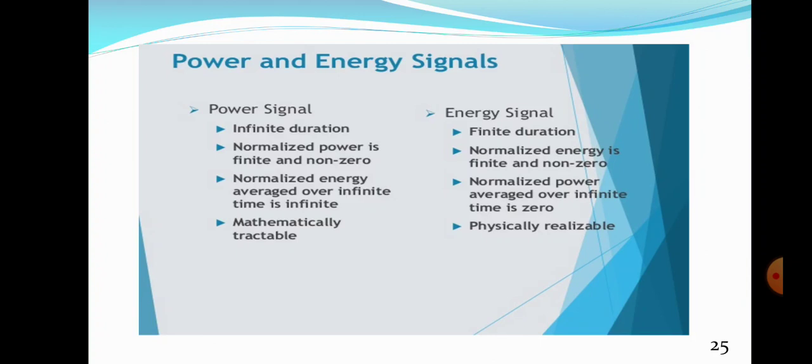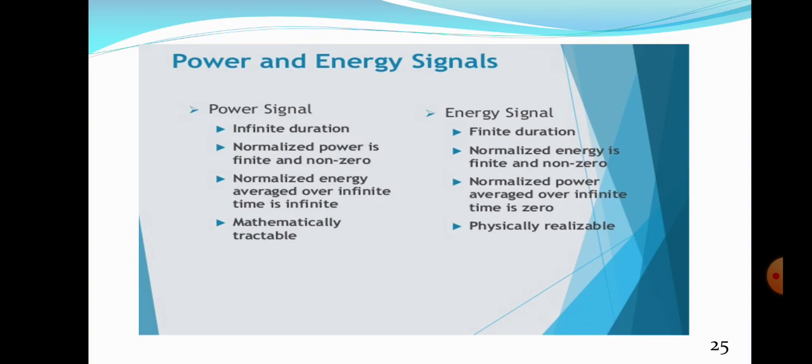Normalized energy averaged over infinite time is infinite. Normalized power averaged over infinite time is zero. That means in the case of a power signal, the power value should be finite and energy should be infinite. In the case of an energy signal, the value of energy is finite and power is zero. That is the third characteristic. And the fourth one: a power signal is mathematically traceable, whereas an energy signal is physically realizable.